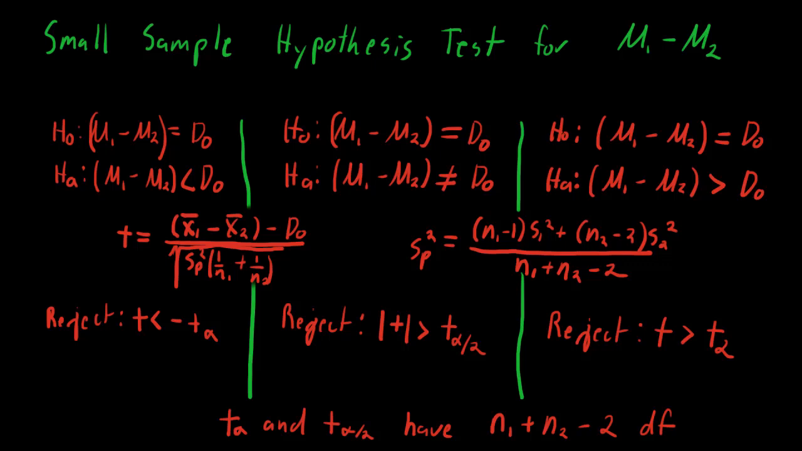In this video, we're going to walk through the small sample hypothesis test for mu1 minus mu2. And again, we're going to define a small sample where n1 is less than 30, or n2 is less than 30. And again, we have a couple of conditions required for our small sample inference.